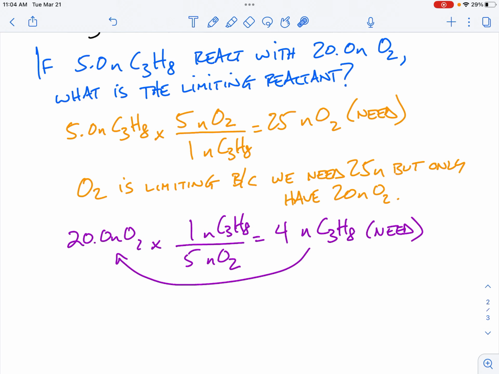And so if your problem only asks you to identify the limiting reactant, you have options in how you solve them. Sometimes it's more efficient to solve for product like we did in the beginning. But if you just want to identify the limiting reactant, this process can actually save you a little bit of time, as long as we understand what the calculation is telling us.